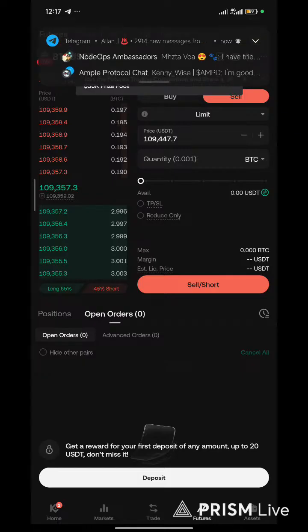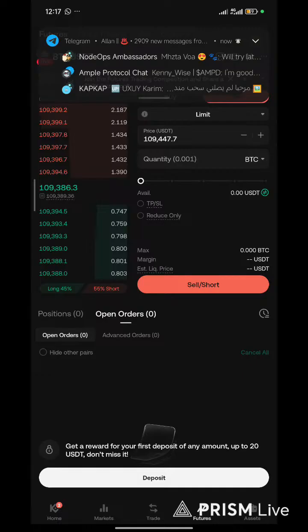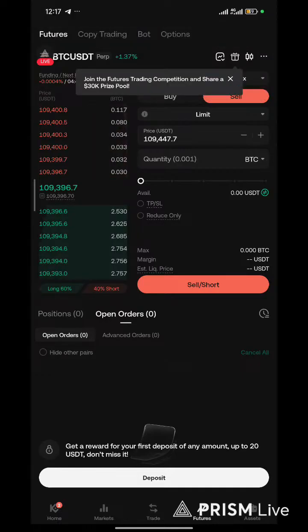You must be very sure. Say, okay, I'm entering this market now. You place your trade. Your trade will be triggered and it's going to show in the open orders. It will trigger immediately without wasting time.